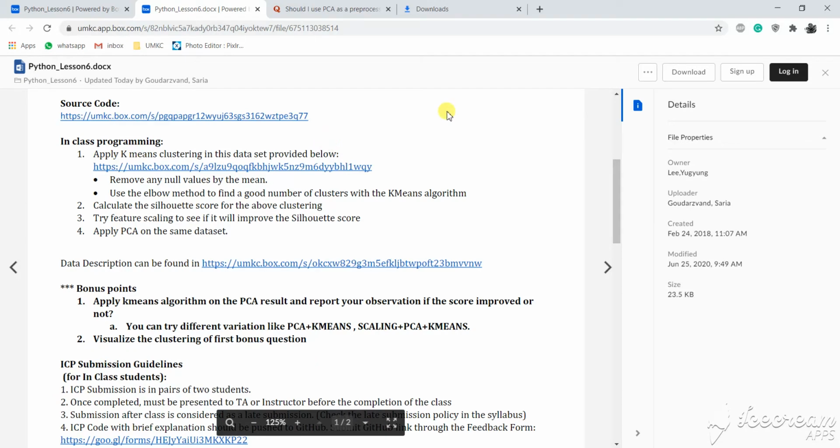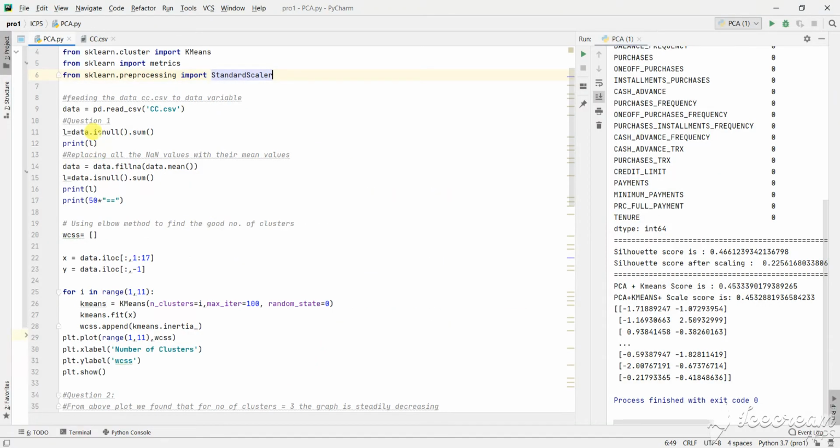In the first part, I have done coding in PCA. We have read the data using the pandas library, and it was asked that we need to remove the null values. For finding the null values I have written this. So I just run this.